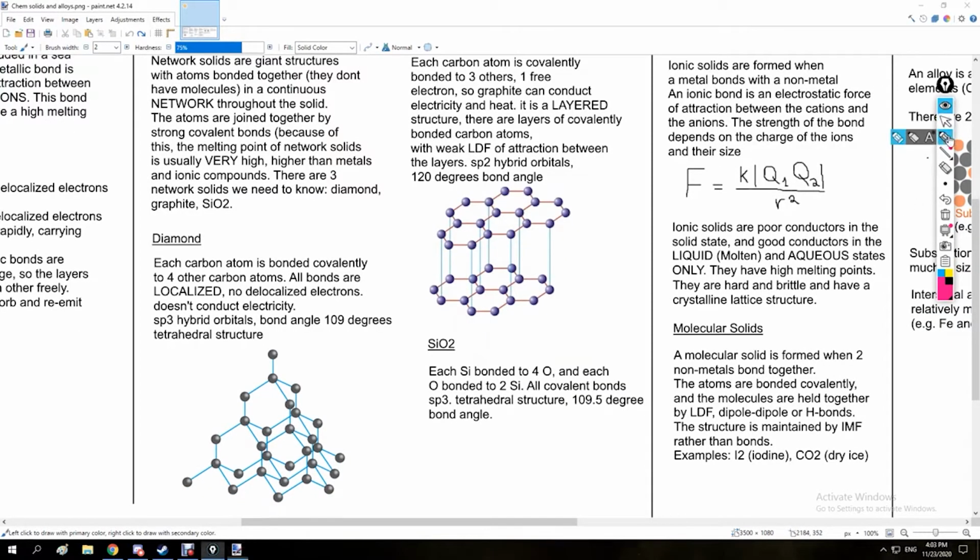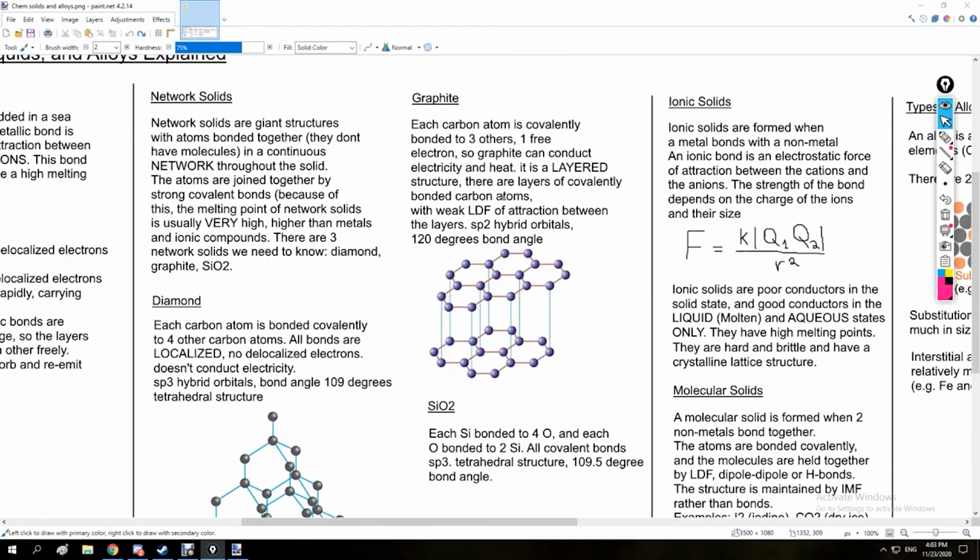Since each carbon is bonded to four other carbons, it's a tetrahedral structure, as you can see here. This is kind of a demonstration, a representation, sorry. The bond angle is 109 degrees and 4 electron regions, so sp3 hybrid orbitals. Next, we're going to go over graphite.